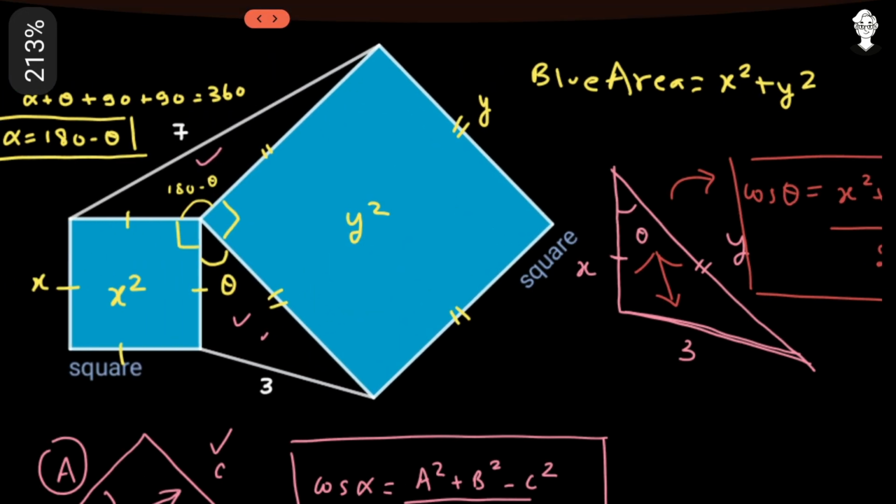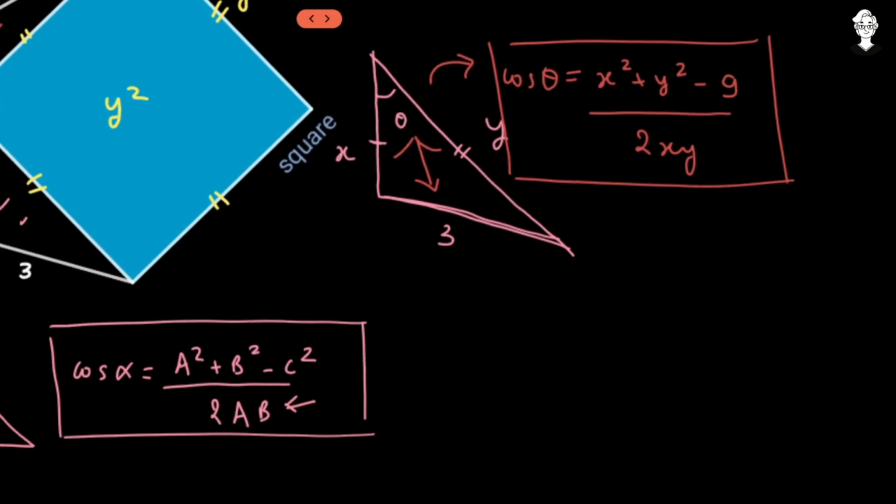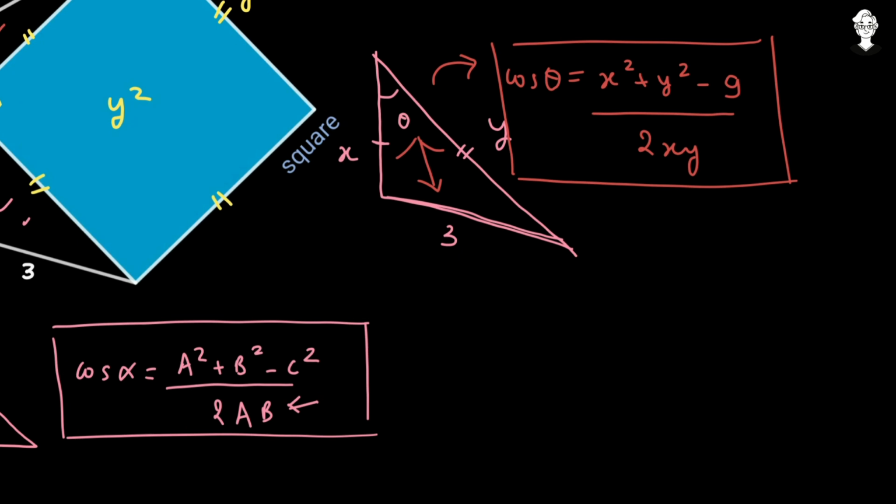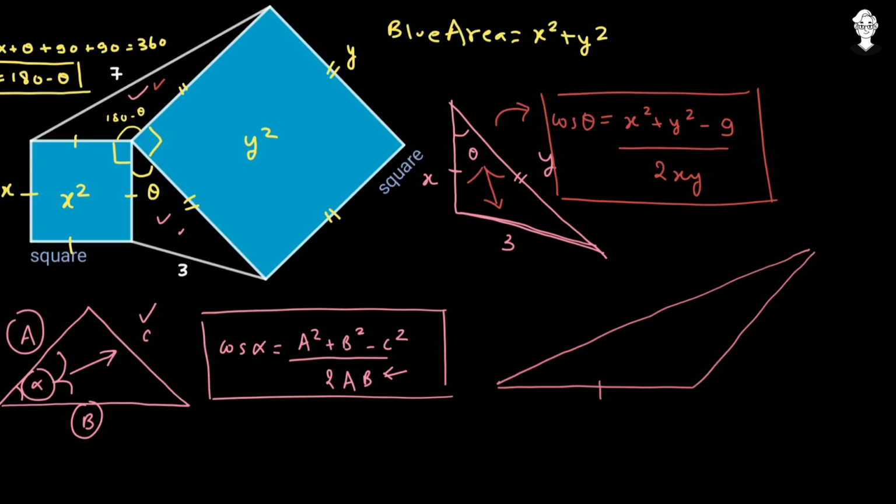Now let us apply the cosine rule in this upper triangle. So let me just draw the triangle how it looks. So the upper triangle is like this, this and this. This side of the triangle is ultimately the side length of the smaller square, therefore it would be equal to x. This side is the length of the bigger square, hence it would have a length y. And this length is given as equal to 7, and this particular angle is 180 degrees minus theta.